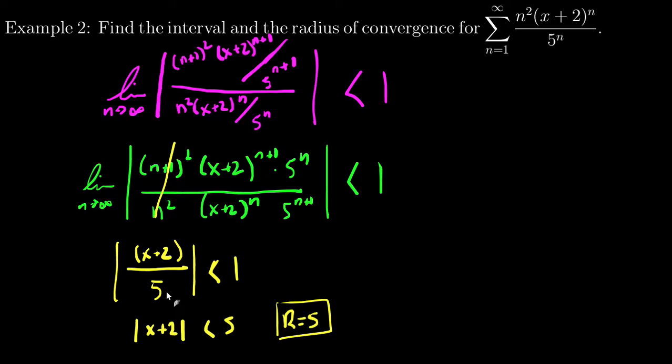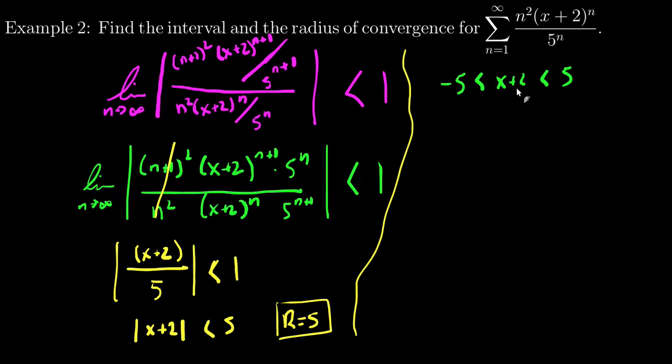To actually find the interval, I still am going to want to split it up. So let me do the interval of convergence, so I will have negative 5 less than x plus 2 less than 5. And subtract 2 from all three sides to get negative 7 less than x less than 3. And now I need to consider the endpoints to see if I have any equal to parts. So at x equals negative 7, when I put negative 7 in here, I get negative 7 plus 2 is negative 5. So I get negative, well, sorry, I still have the n squared.